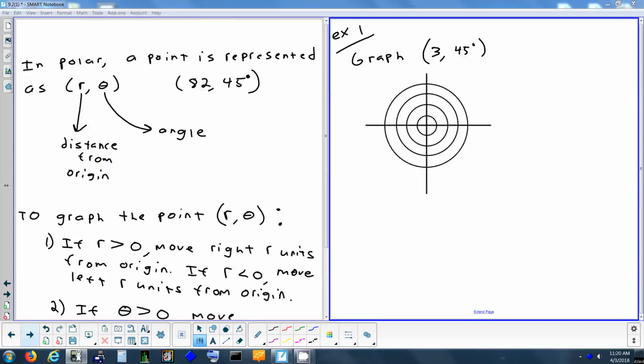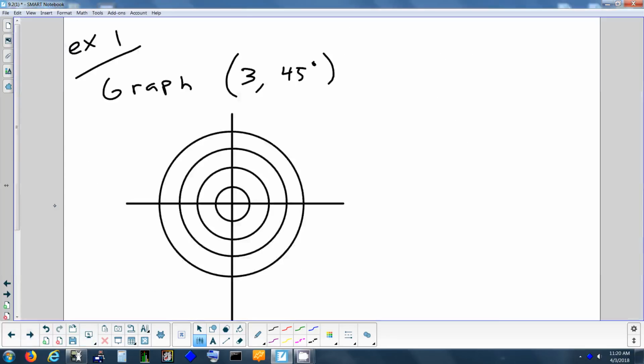Okay. So that was our first question. Okay, so I already did it, so I'll just do it again real quick. 3 units to the right. 45 degrees. Any questions on that one again?